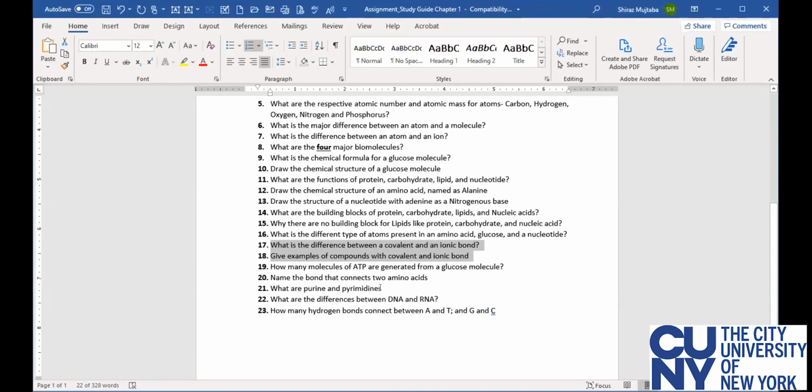Question number 21. What are purines and pyrimidines? I already described it to you. Purines are adenine and guanine, and pyrimidines are cytosine and thymine in DNA, cytosine and uracil in RNA. Now question number 22. What are the differences between DNA and RNA? I will answer 22 and 23. How many hydrogen bonds are between A and T together? So let's go to the last 2 questions.